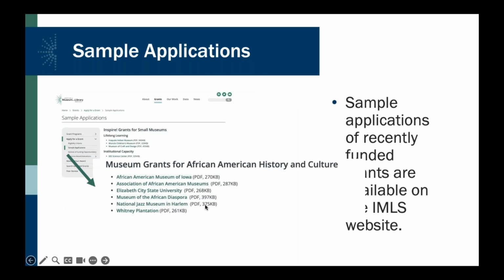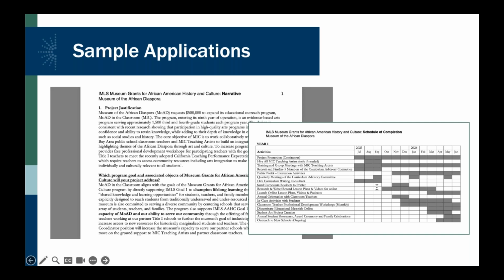We have also posted the narrative and schedule of completion for a cross-section of successful applications from 2023. To find these examples, go to the sample applications on the IMLS website and scroll down the page to the AAHC examples. Looking at these proposals might help clarify your thinking about your own project. Each PDF contains a copy of the 7-page narrative and also the schedule for completion.